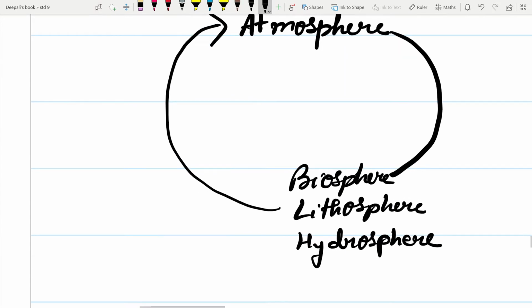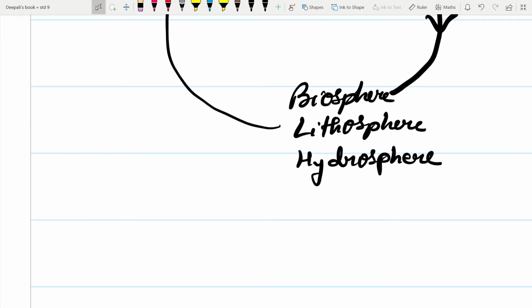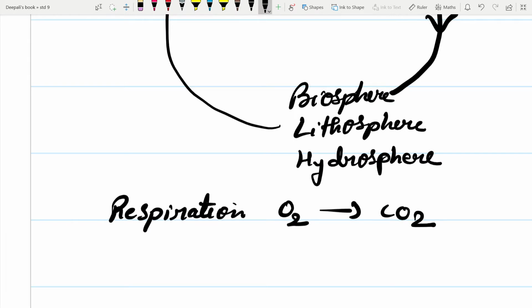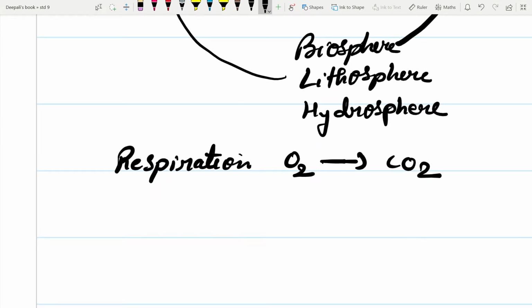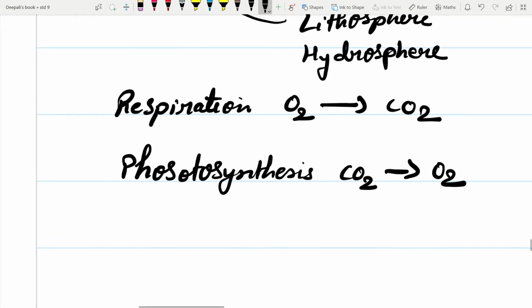So this is the pathway of the oxygen, and the processes involved are, from the atmosphere, it is taken by the process of respiration. We all know during respiration, we take in oxygen and give out carbon dioxide. Now, this carbon dioxide is taken up by the plants through the process of photosynthesis, where CO2 is converted into O2. This is one pathway of the cycle to be completed.